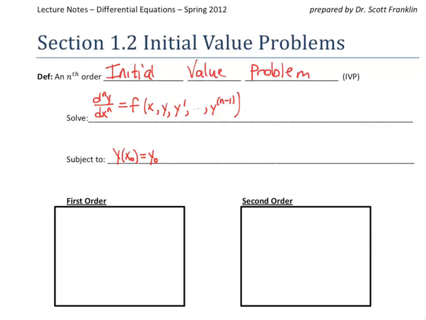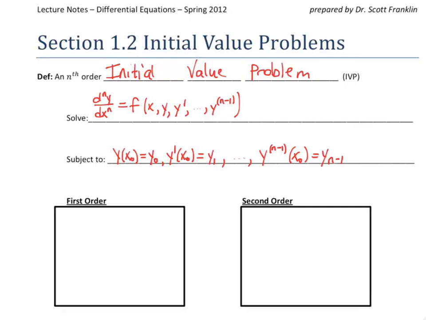Now for an nth order initial value problem, we're going to have n conditions. So in addition to y at x naught being y naught, we're also going to apply a condition at x naught to the first derivative. So y prime at x naught, we'll call that y1. And we'll do that for y double prime, y triple prime, all the way up until we get to the n minus first derivative at x naught. We're going to say that's y n minus 1.